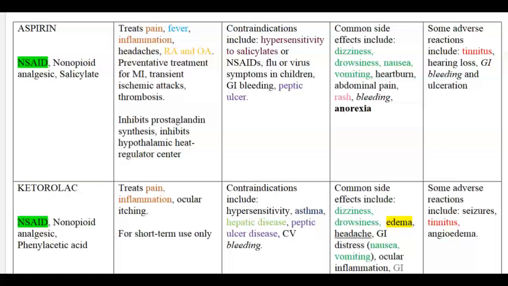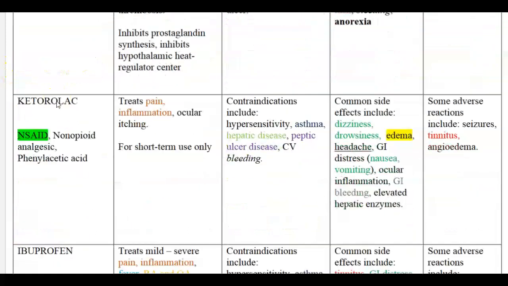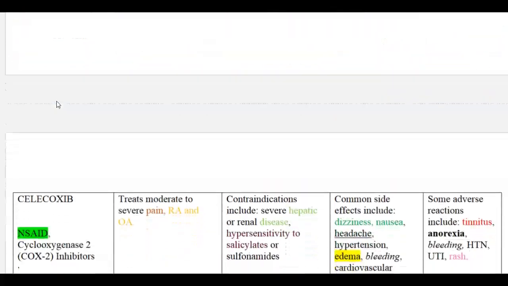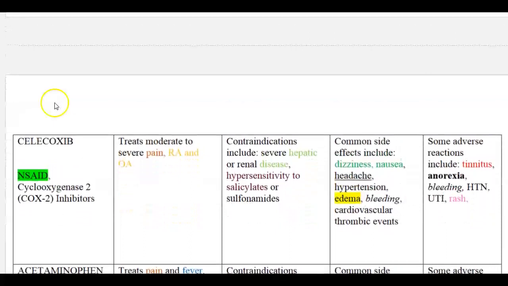So the first thing was to compare aspirin, ketorolac, ibuprofen, acetaminophen, and celecoxib. And the big thing this student did is they highlighted all the NSAIDs here in green and then listed the classifications. So the classifications are different, but they're all listed as NSAIDs. So aspirin is an NSAID, ketorolac NSAID, ibuprofen NSAID, celecoxib is an NSAID, but this one is different from the others, right?